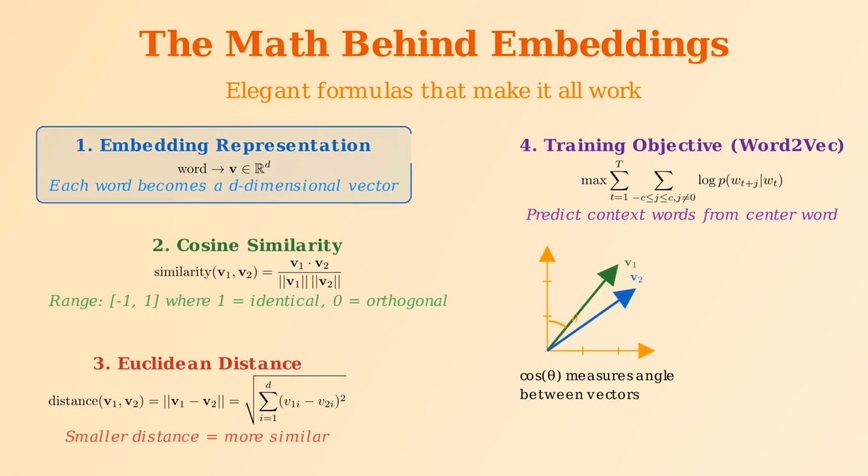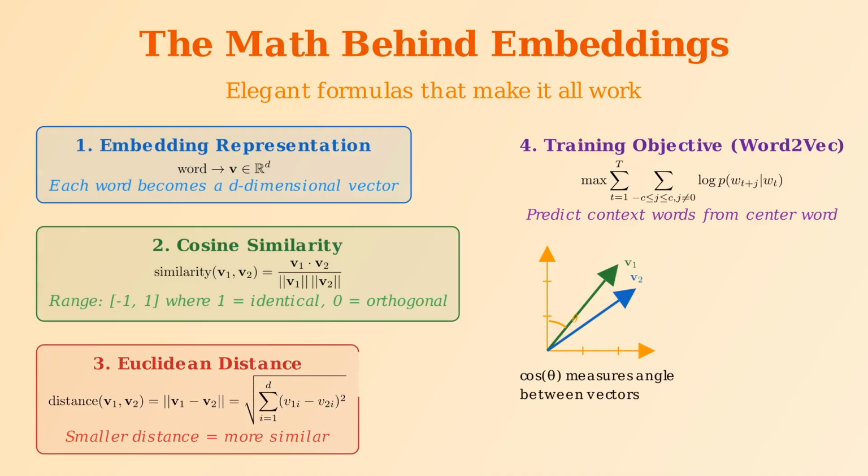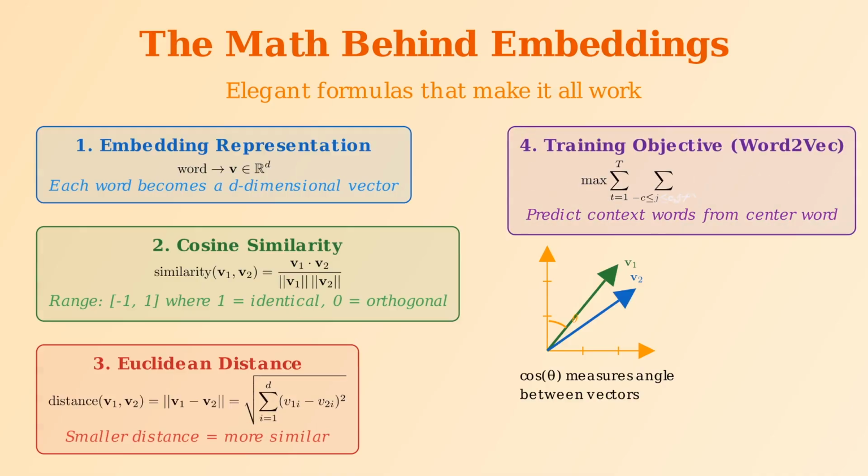Let's see the math behind embeddings. Don't worry, it's beautiful. Each word becomes a d-dimensional vector. Cosine similarity measures how aligned 2 vectors are. It computes the cosine of the angle between them. Euclidean distance measures straight line difference between vectors. Word2Vec's training objective predicts context words from the center word. Through these equations, embeddings learn the geometry of meaning. It learns not by memorizing, but by arranging words so the math works out perfectly.